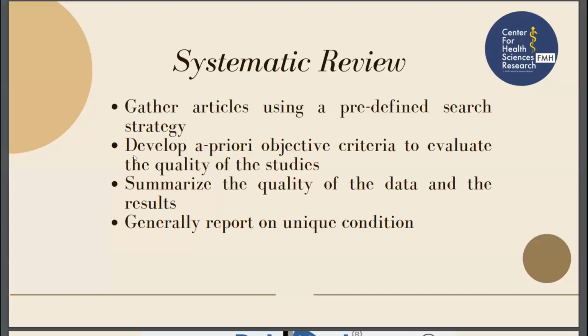It answers a defined research question by summarizing evidences. यहाँ पे आप देखते हैं systemic review gathers article using a predefined search strategy. As I have told you earlier, it develops a prior objective criteria to evaluate the quality of studies. It summarizes the quality of the data and the results and generally reports on a unique condition. कोई भी unique condition होगी, कोई भी हमारा previously existing जो knowledge है उसको हम लोग use करेंगे और एक ऐसा statement बनाएंगे जिसको हम systemic review कहेंगे.